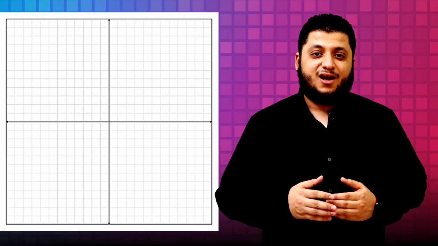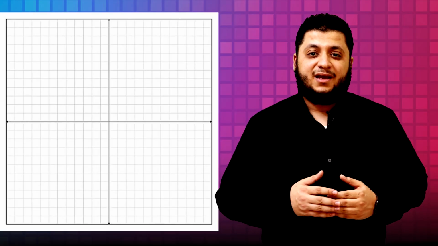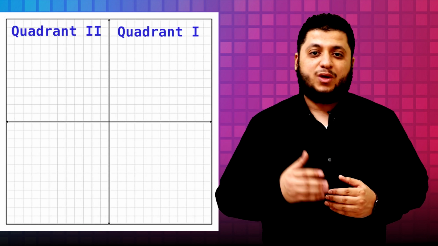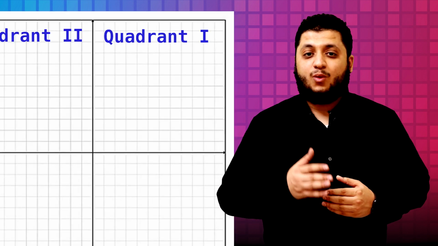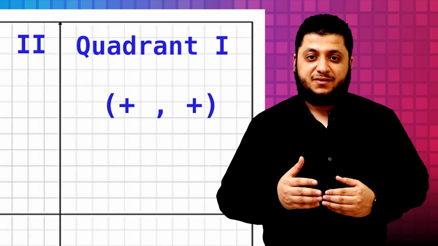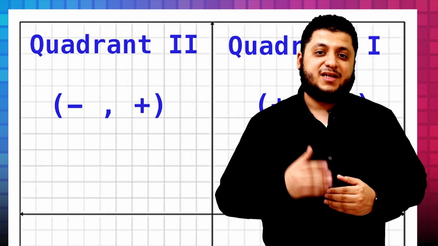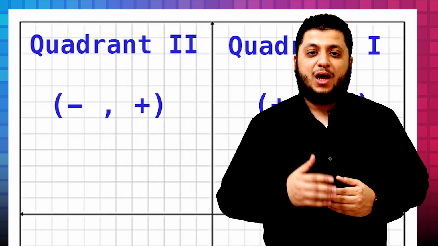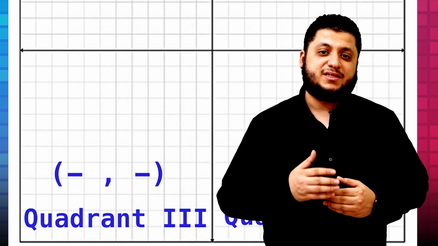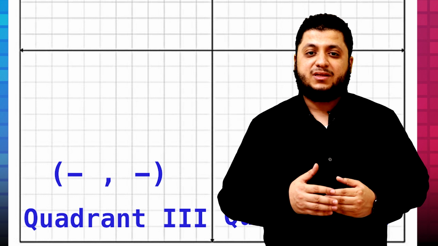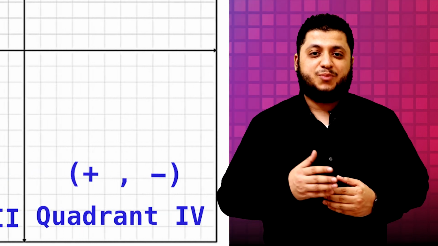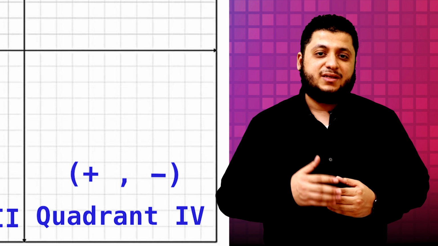These two axes are dividing the coordinate plane into 4 quadrants: quadrant 1, quadrant 2, quadrant 3, and quadrant 4. In quadrant 1, you can find both components are positive, but in quadrant 2, you can find the x component is negative and the y component is positive. In quadrant 3, you can find the x component is negative and the y component is also negative. In quadrant 4, you can find the x component is positive, but the y component is negative.